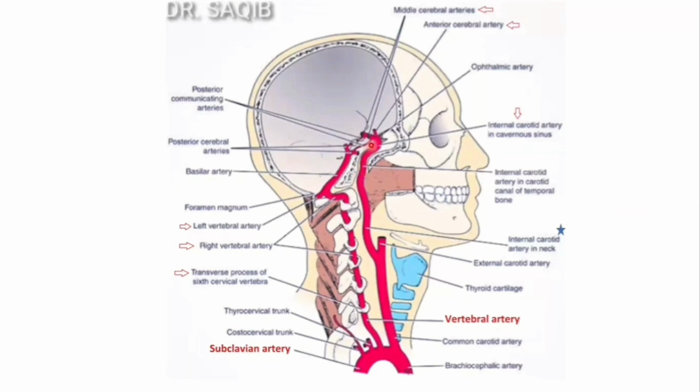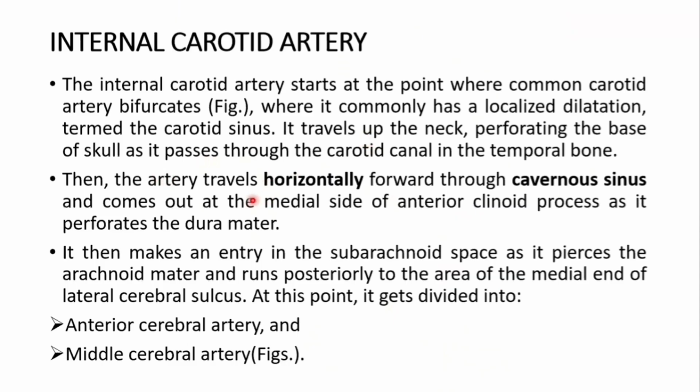It goes up, and here it lies in the cavernous sinus, in the center of which is present the abducens nerve. Here it is horizontal. Then the artery travels horizontally. It comes out at the medial side of the anterior clinoid process as it perforates the dura mater. It then makes an entry into the subarachnoid space as it pierces the arachnoid mater and runs posteriorly to the area of the medial end of the lateral cerebral sulcus. At this point, it divides into the anterior cerebral and the middle cerebral arteries.